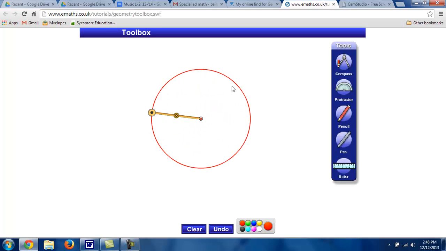Okay, so I have a circle, and I have an exterior point. And so what they want me to do is construct 2 tangent lines to the circle from the exterior point. The first step is going to be to connect those 2 points. Okay. And then you want to bisect that line.